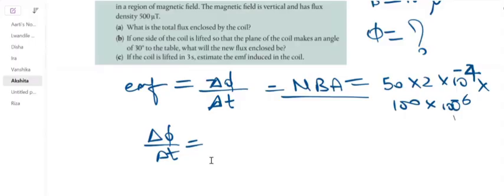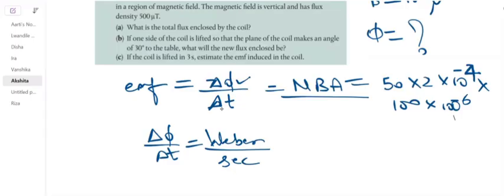Weber per second. Weber is the SI unit for flux, so it will be Weber per second. Are you done? Is it 0.000000005? So I have given you the answer now, 5 into 10 raised to minus 9.